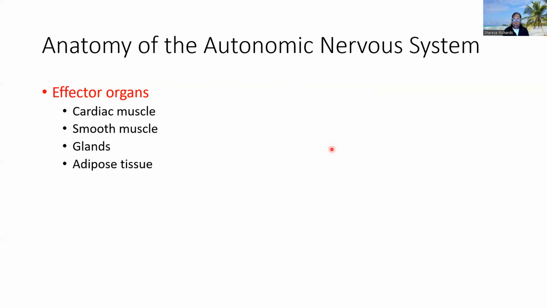Glands will be, again, all throughout the body. We have our gastrointestinal glands like the liver, the pancreas, but also salivary glands in the oral cavity. And then we can think about the reproductive, like the ovaries and testes as being glands as well. So those will also be under control by the autonomic nervous system. And then lastly, adipose tissue. So adipose tissue is another example of effector organs that will be controlled by sympathetic and parasympathetic.